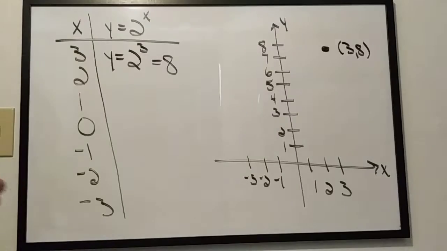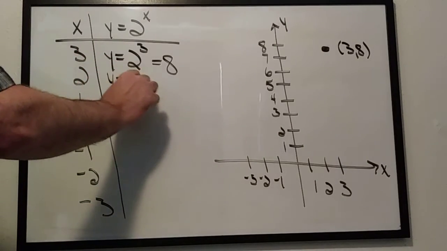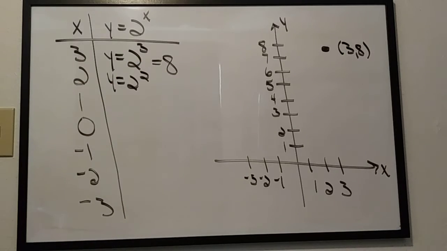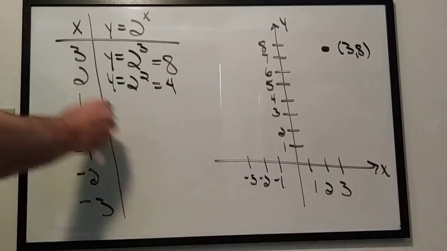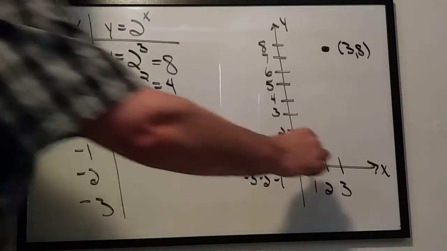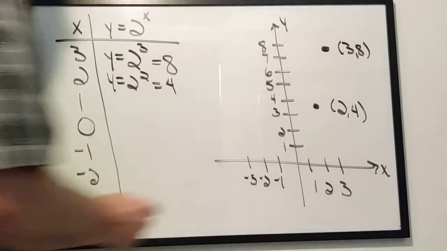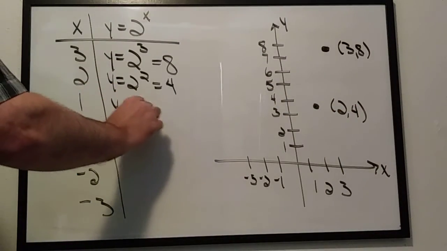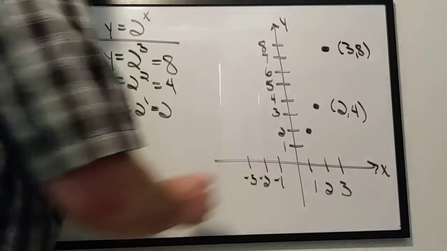Well, let's go ahead and do that a few more times. X value of 2, that means that we're going to have 2 to the second power. Again, notice it's the exponent that's changing here. 2 to the second is 4. So I have a point 2, 4. Well, 2, 4 is right here. For 1, we would have 2 to the first power, that's simply 2. So 1, 2 is sitting right there.